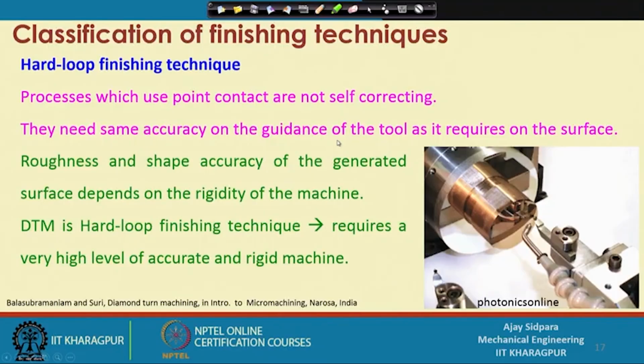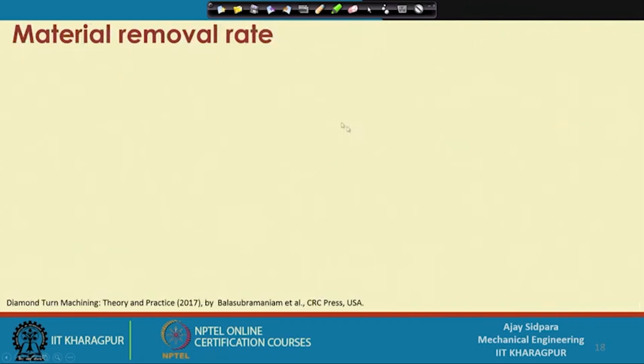And it was found that diamond turning is considered a hard loop finishing process because we have to maintain the tool path with respect to the workpiece. It is not a multiple point contact machining, but a single point contact machining. So, let us continue our discussion on diamond turning machining. What we saw in the last class is the hard loop finishing technique. Here what we require is a single point contact, so it is not self correcting compared to soft loop polishing. Let us see how the material removal takes place in both the cases.